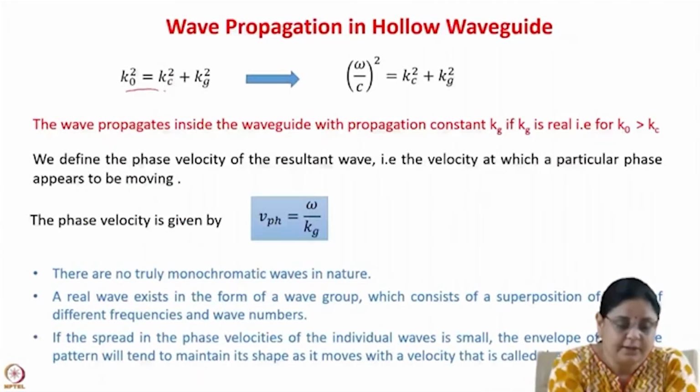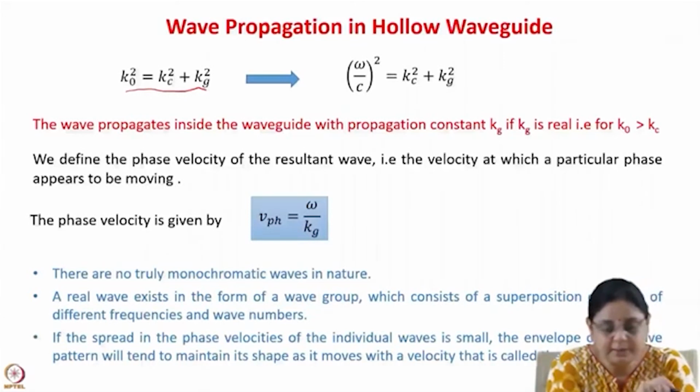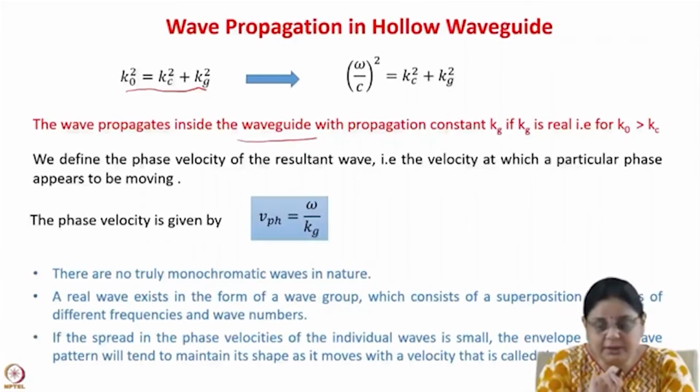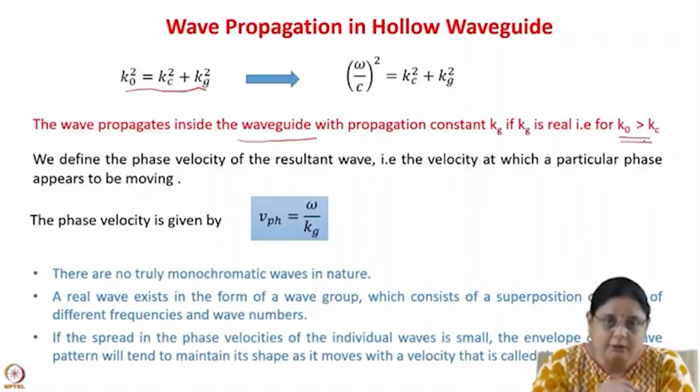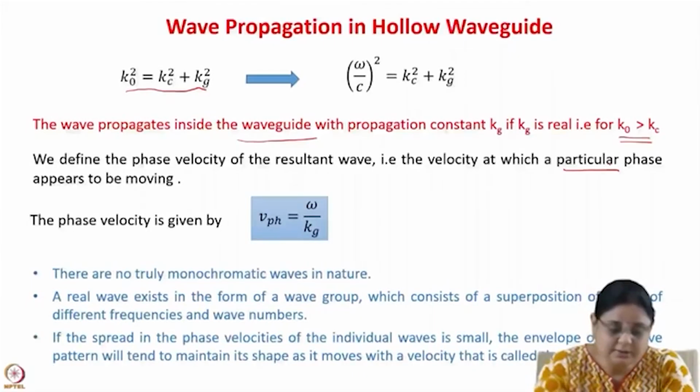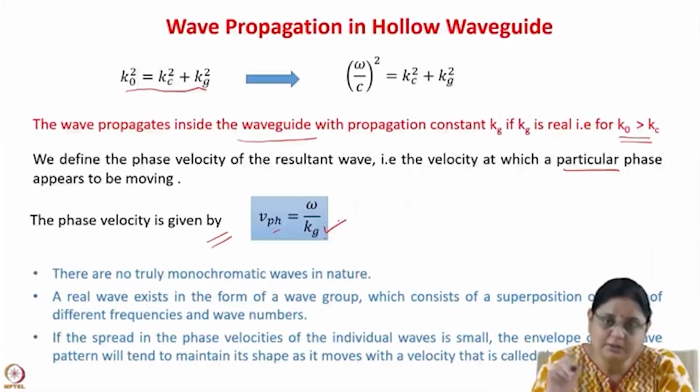So we can write k0 squared is equal to kc squared plus kg squared, where k0 can be written as omega by c. This wave propagates inside the waveguide with a propagation constant kg if kg is real. That means k0 should be greater than kc. Now we define the phase velocity of the resultant wave, that is the velocity with which a particular phase appears to be moving. The phase velocity is given by v phase equal to omega by kg, where kg is the propagation constant in the waveguide.